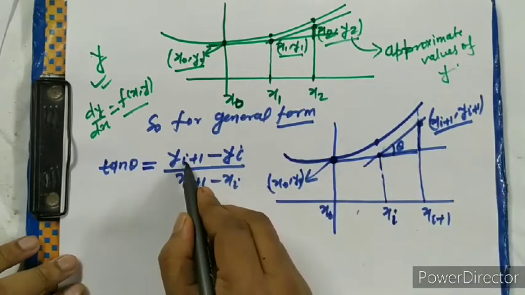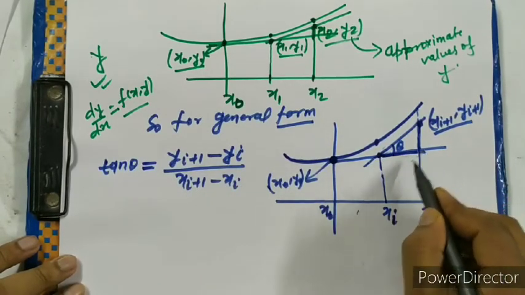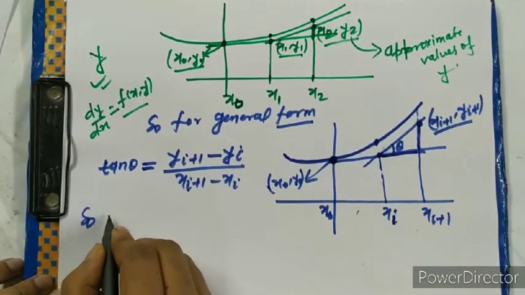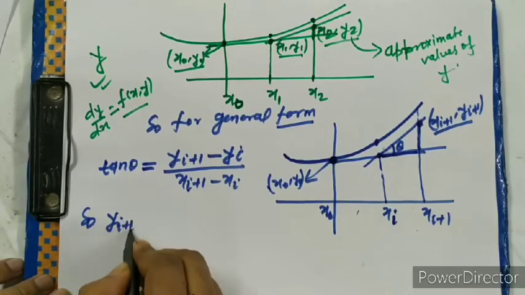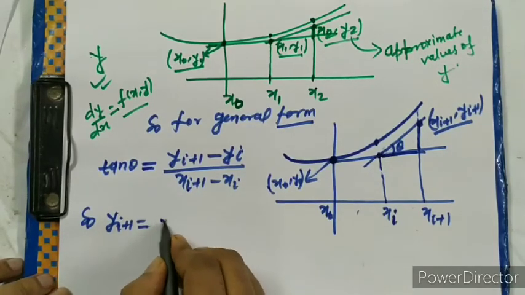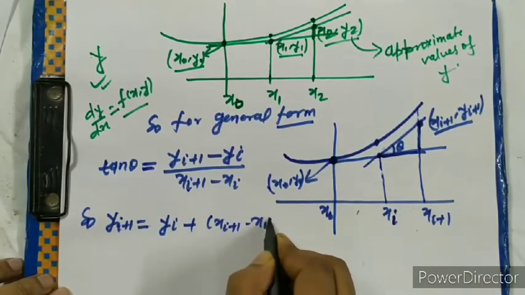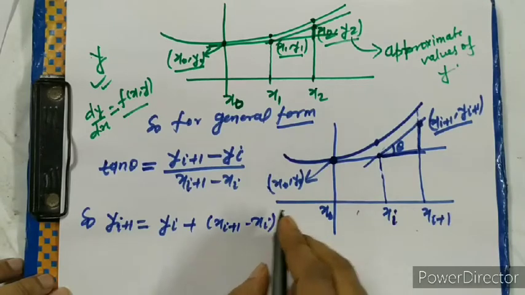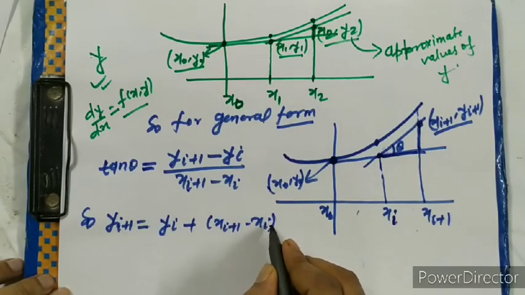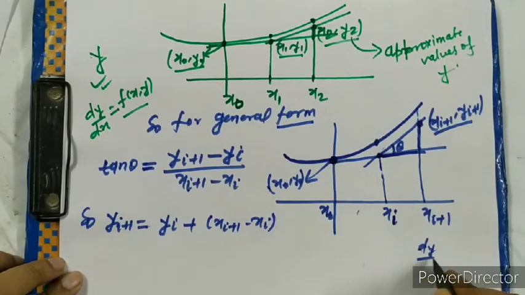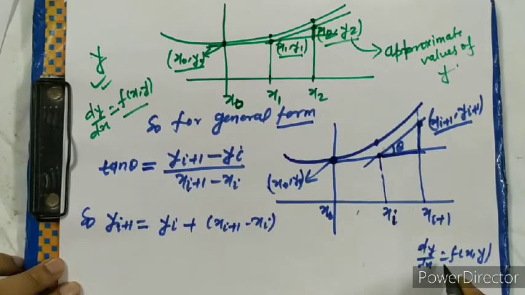So this length is yi plus 1 minus yi, and this length will be xi plus 1 minus xi. So clearly yi plus 1 is equal to yi plus (xi plus 1 minus xi) into tan theta, and tan theta is what? Slope. We are given dy by dx is equal to f(x,y), which means the slope at any point (x,y) is f(x,y).